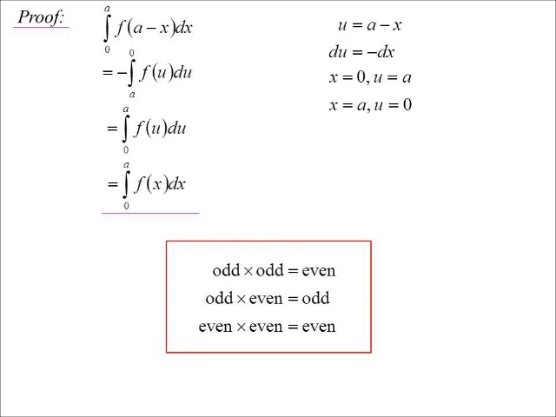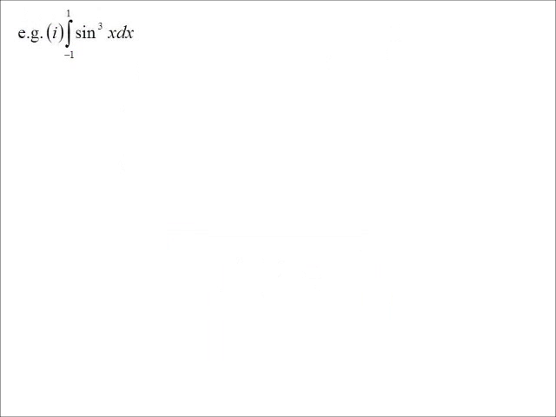Keep in mind when we're looking at odd and even functions, odd times odd will give us an even function, odd times even will give us an odd function, even times even. So if it's the same type of function, it'll give you an even function. Different type of function, it'll give you an odd function. So something like this then becomes quite easy.